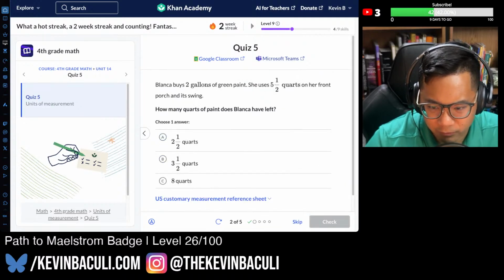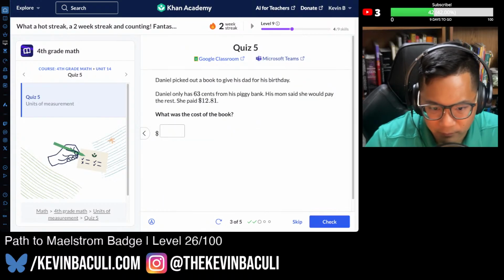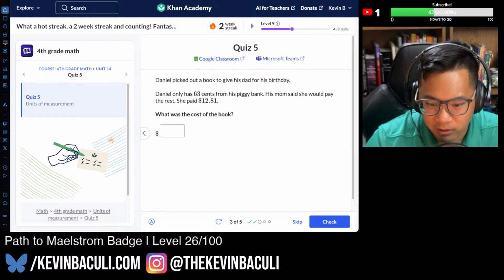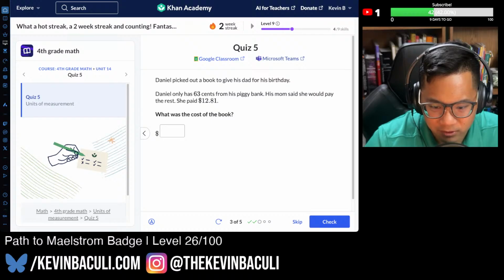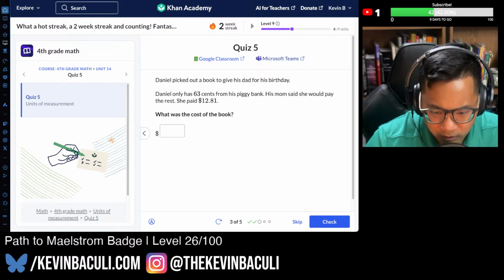Blanca buys 2 gallons of green paint. She uses 5.5 quarts for her front porch and its swing. How many quarts does she have left? So this together is 8. 8 minus 5.5 is 2.5. Daniel picked out a book to give to his dad for his birthday. Daniel only has 63 cents from his piggy bank. His mom said she would pay the rest. She paid $12.81. The book was $13.44.